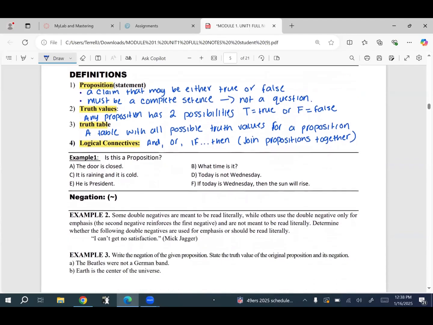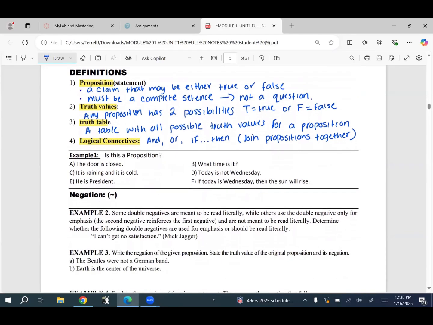So now let's look at an example. Let's look at these six. It says, is this a proposition? So the first one says the door is closed. If it's true or false right now, a proposition is just a statement, a simple statement. The door is closed. Yes. What about the next one? What time is it? This is not a proposition, it's a question. I'm just going to highlight the question mark. That's not a complete statement or sentence.